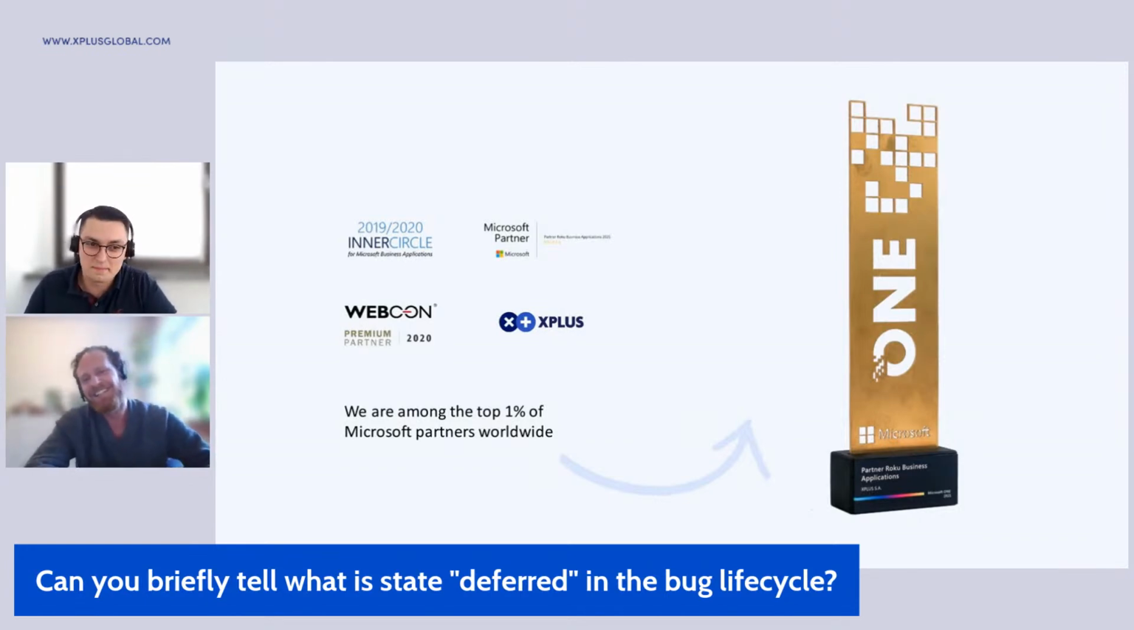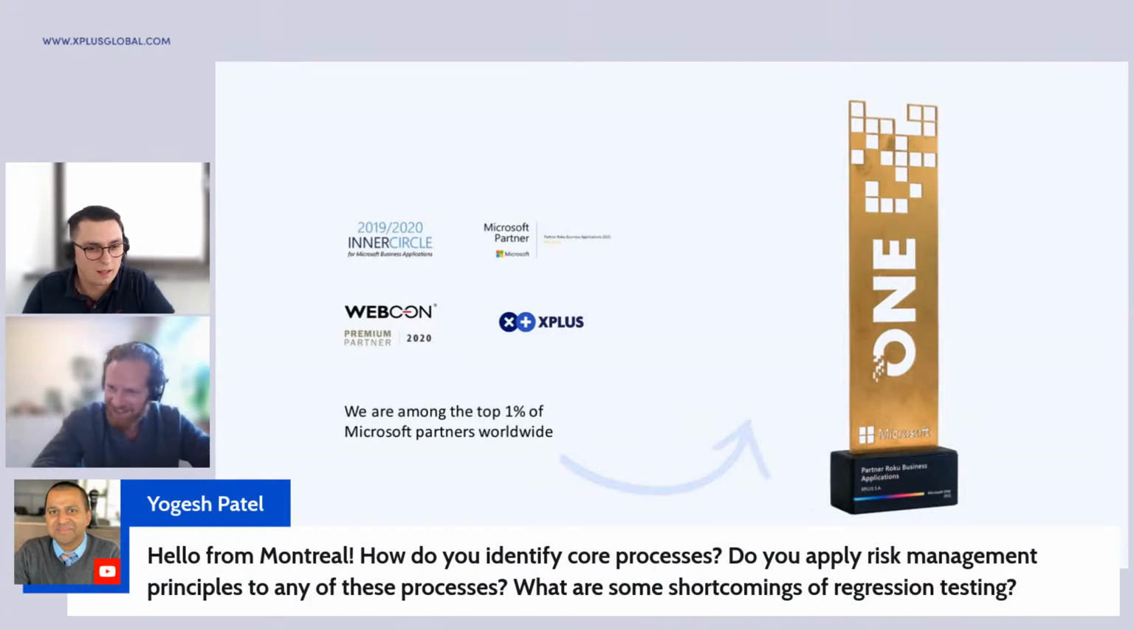Perfect. Here's a couple of questions. Yogesh Patel from Montreal says, how do you identify core processes? Is it identifying and applying risk management principles? And the secondary question is, what are some shortcomings of regression testing, which I'll tackle second. But this first one, how to identify core processes. What are you seeing? I can add a little bit to this as well.